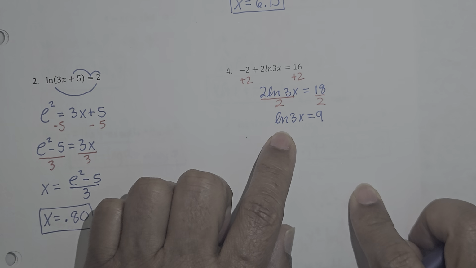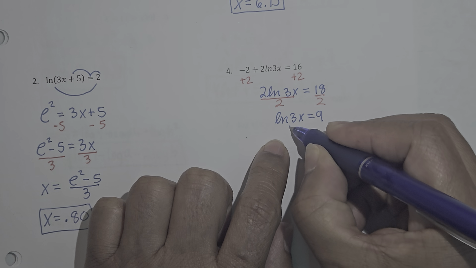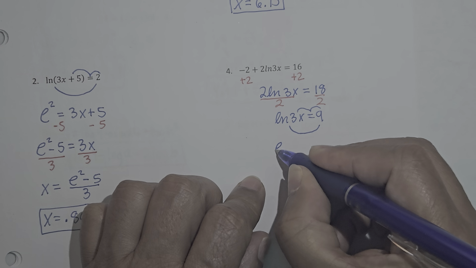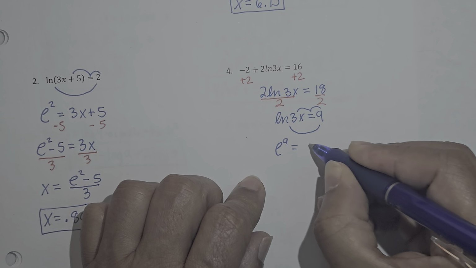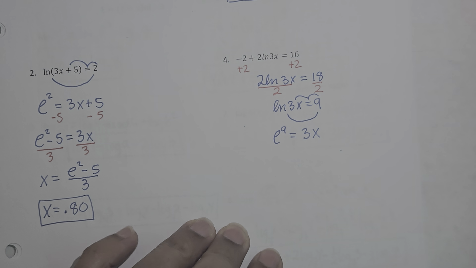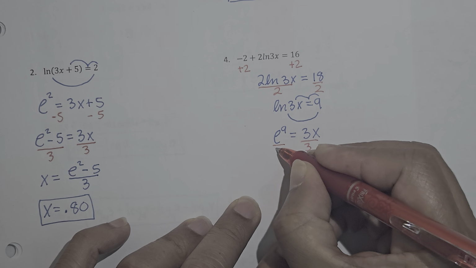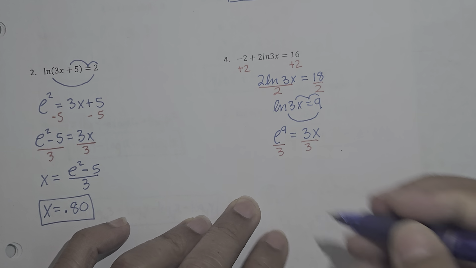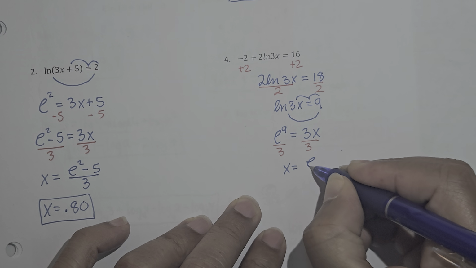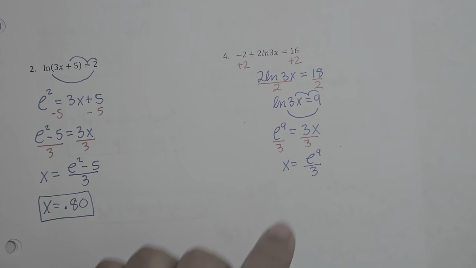So now this is isolated, so the base of this log is the number e. So take the base, raise it to the 9th power, and set it equal to 3x. So e to the 9th power equals 3x. But then again, we're solving for x, so let's divide by 3 on both sides of the equation. So then I'm going to switch the x to this side. So x equals e to the 9th power over 3, or divided by 3.